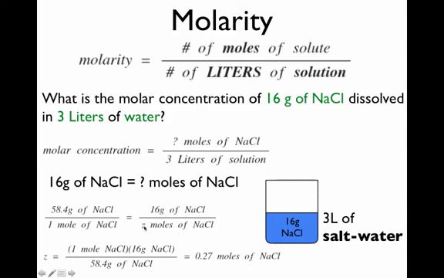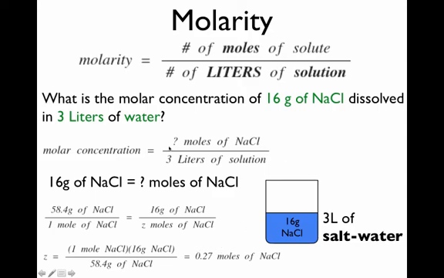Z. And if you cross multiply and divide, Z turns out to be 1 times 16 divided by 58.4. And if you do that out, it turns out to be 0.27 moles of sodium chloride. So another way of describing 16 grams of table salt is to say that you have 0.27 moles of table salt. So this is how many moles of table salt are dissolved in our 3 liters of liquid. And this is the number that we have to put into the numerator up here.